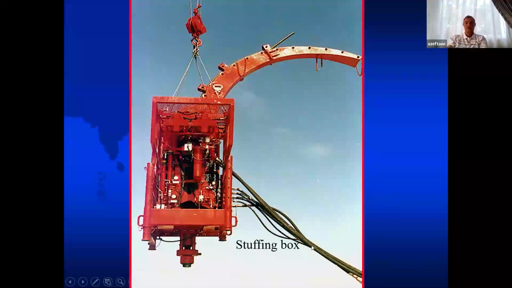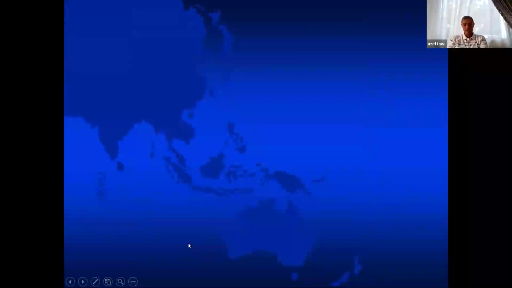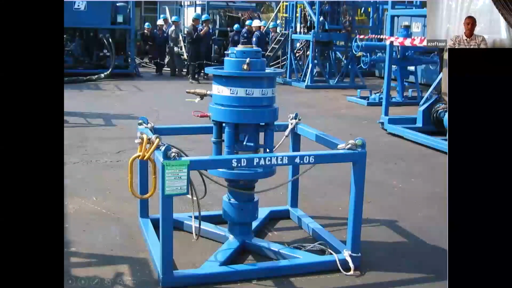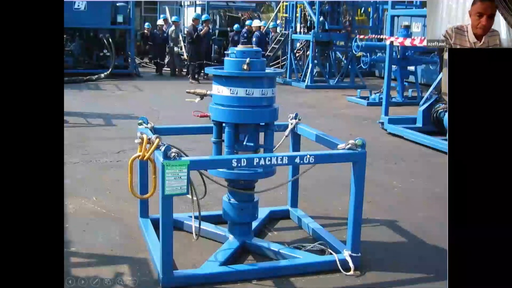He should not let these connections withstand weight. Below is our primary barrier, which is the stopping box, so we call it the stripper. Look at what's written here in white: SD Packer 4.06. SD means side door. It is a side door packer, and this is the 4116.